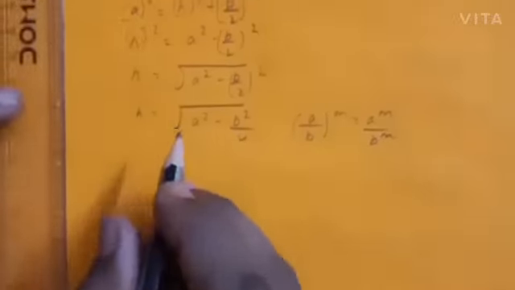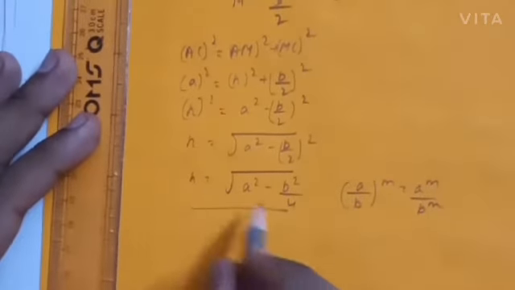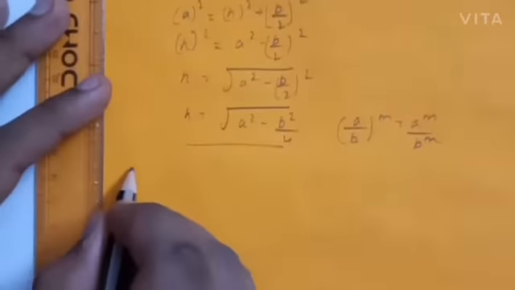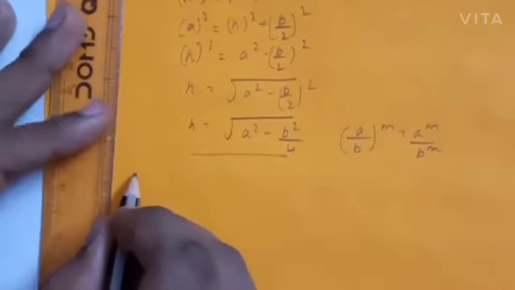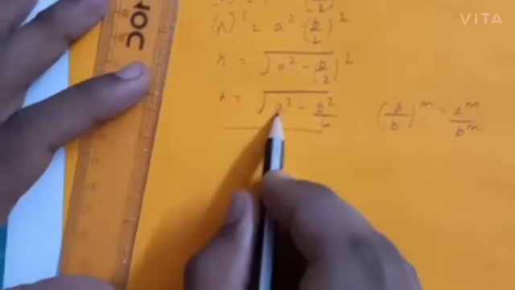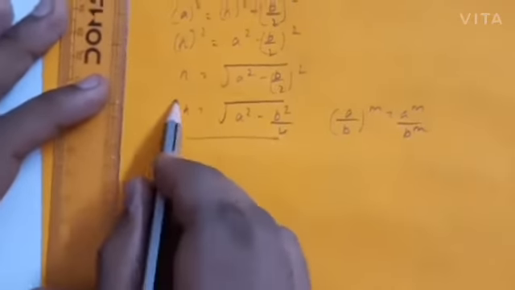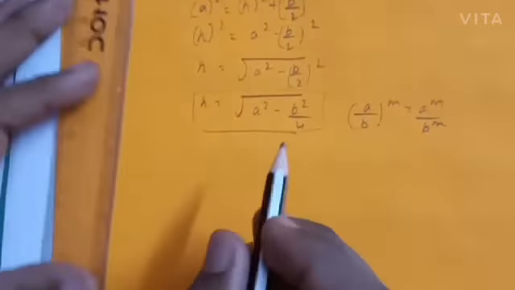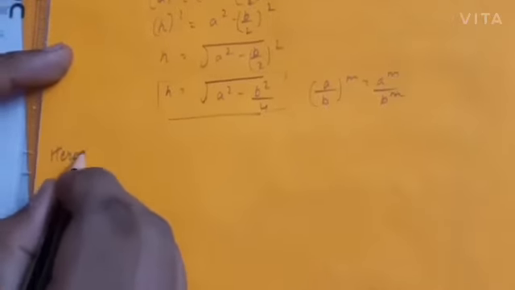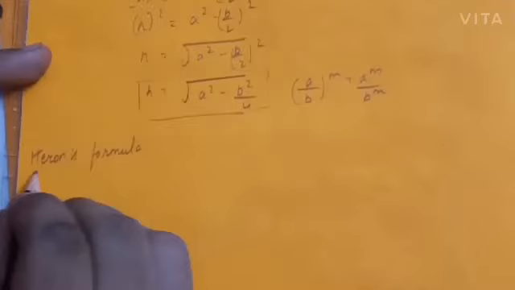So if the sides are given and you want to find the height, we can use this formula directly. If the sides of the isosceles triangle are given, how do we find the altitude? By using root over a square minus b square by 4, we can find the altitude. And now let's find it by using Heron's formula. You can use Heron's formula or the Pythagoras formula, we would get the same.